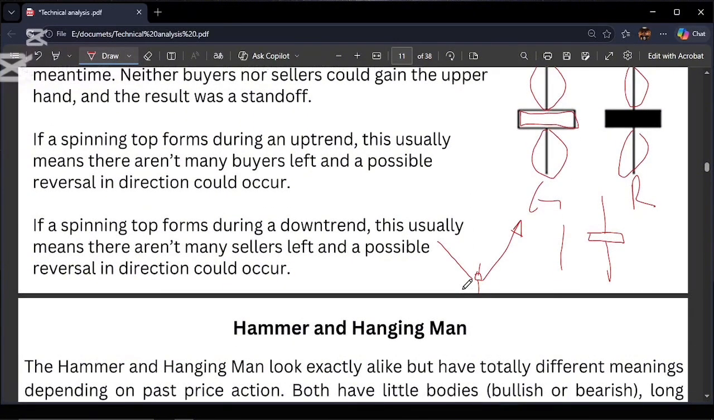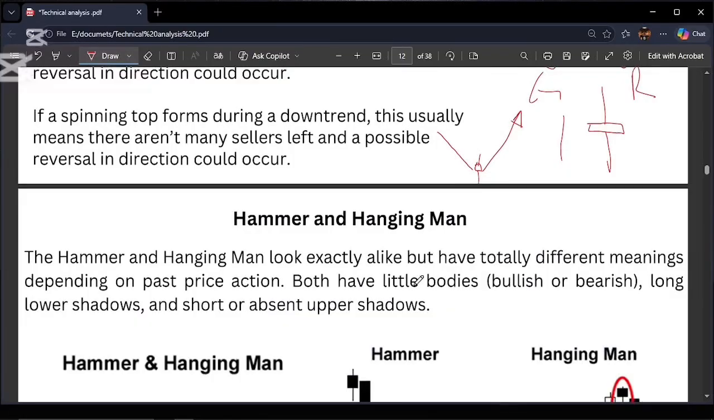Another candlestick you should know is the hammer and the hanging man. I've combined these two because they look alike, however they have different meanings depending on where they form, whether in an uptrend or a downtrend. The hammer and the hanging man look exactly alike but have totally different meanings depending on the past price action. Both have little bodies, and their colors don't matter, whether bullish or bearish, red or green.